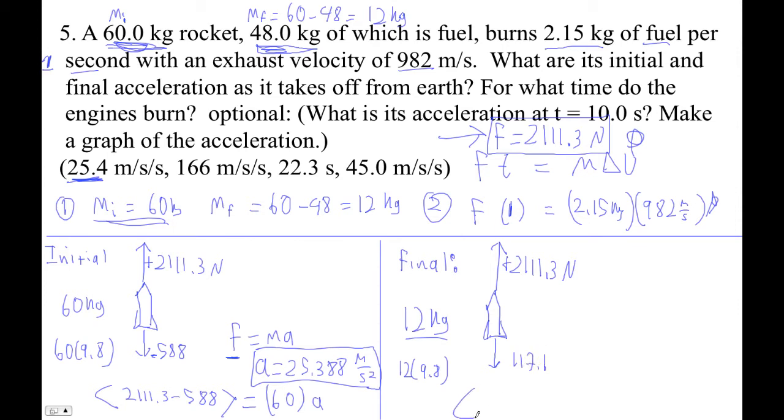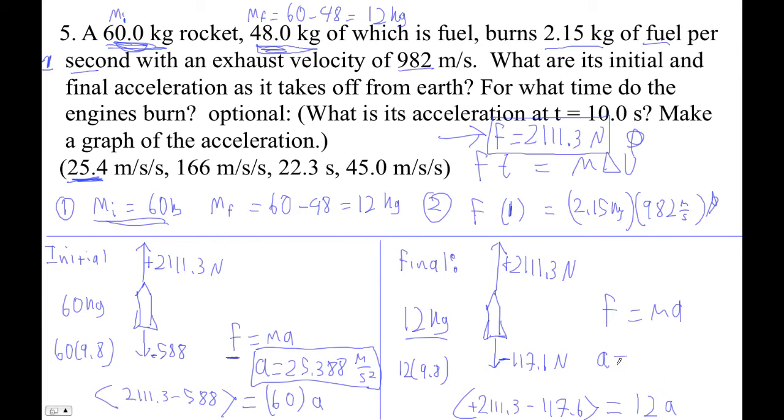And now we're all set. Now we can set up our equation. The sum of the forces. This guy's down, so it's negative. This guy's up, so it's positive. So 2111.3 minus 117.6 is equal to 12 times A. So basically, I'm just doing F equals ma again, the sum of the forces. This guy's up, this guy's down. So 2111.3 minus 117.6 gives me 1993.7. And then divide that guy by 12.